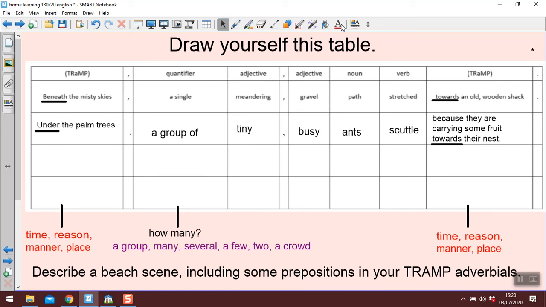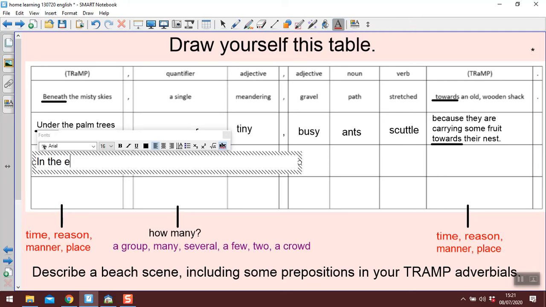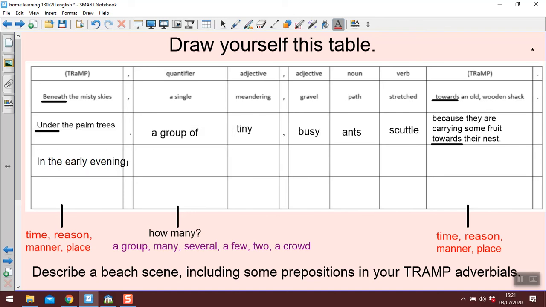I'm just going to write one more sentence, then I'll leave it up to you. So I'm now going to talk about what could happen in the water. So I could maybe have some surfers in the water. So my TRAMP adverbial, time, reason, manner or place. I've already got a place in the example and in my first sentence. So I'm going to include time this time. I'm going to have in the early evening. In the early evening, comma.